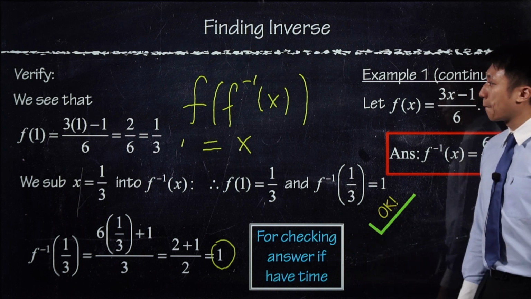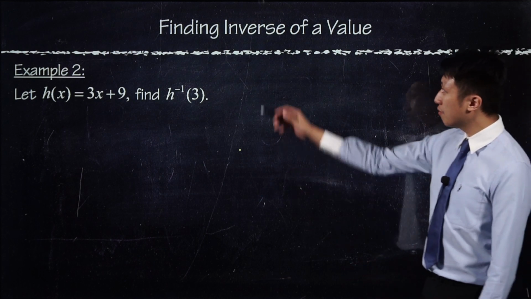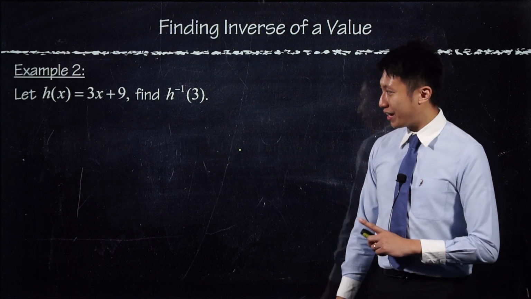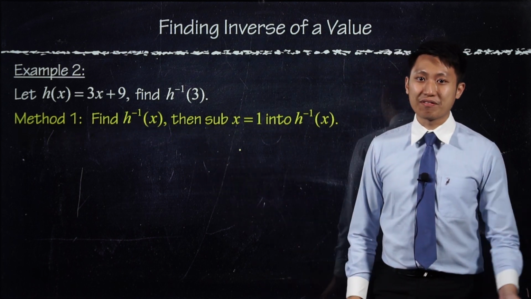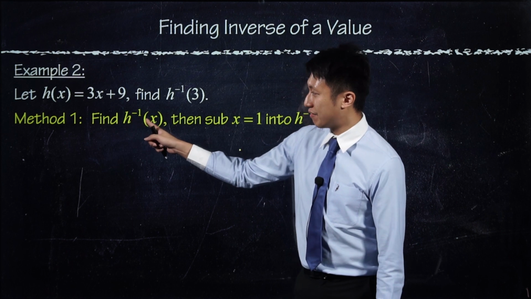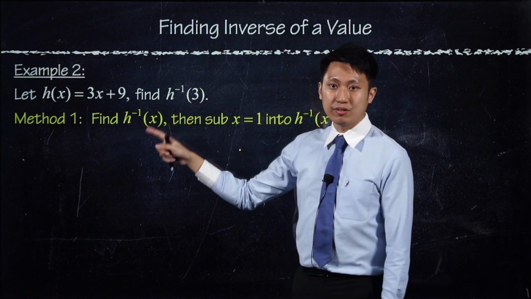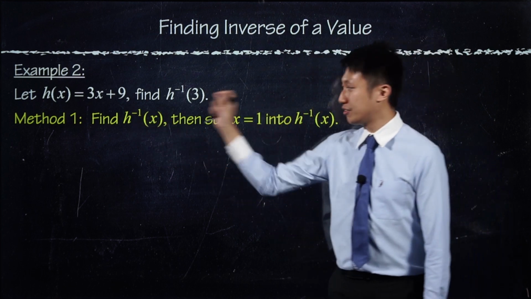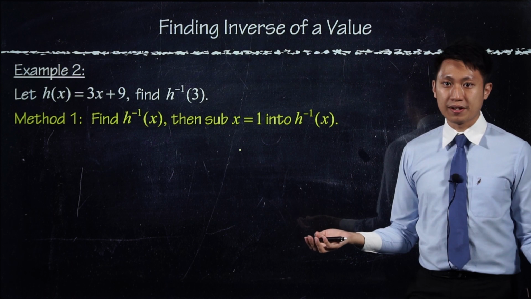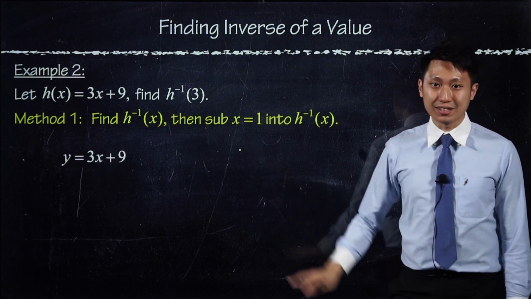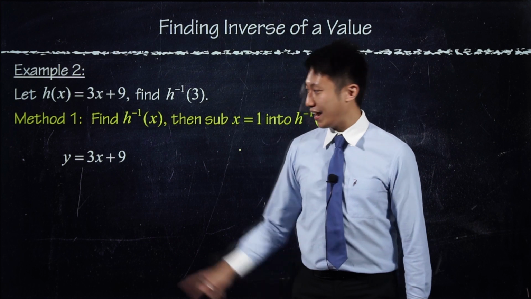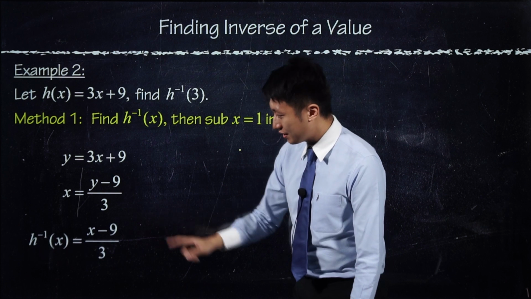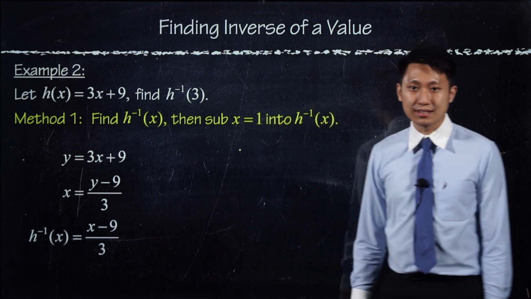It's always good. Next, finding the inverse of a value. So this one I can use the stupid way, which means using the normal way that you find your x. So find h inverse of x. I want to find h inverse of the number 3. So I can find h inverse of x first, then I substitute 3 into here, then I get my h inverse of 3. That's my method 1. So I'll solve it for you first. Let you find your x. So you get this one, you get this one. Simple, just like 2 lines.